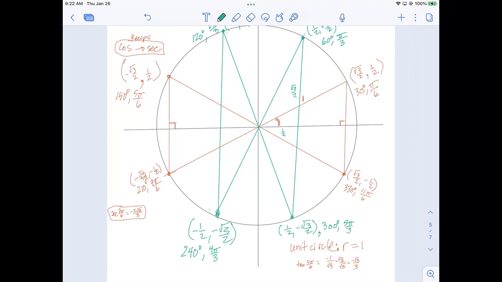So cosine of 5 pi thirds is positive 1/2. Sine of 5 pi thirds is negative square root of 3 over 2. Well, what's cosine of pi 6? Yeah, I switched back to another angle. Cosine of pi 6 is square root of 3 over 2. But sine of 5 pi thirds is negative square root of 3 over 2. Questions so far? We got one more set of interiors to go.